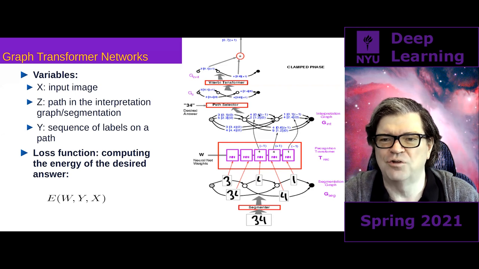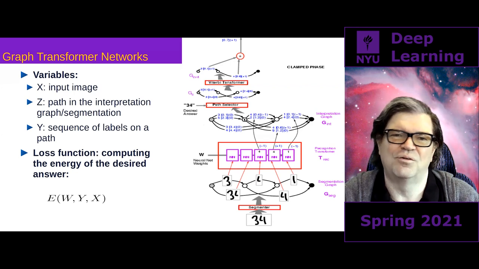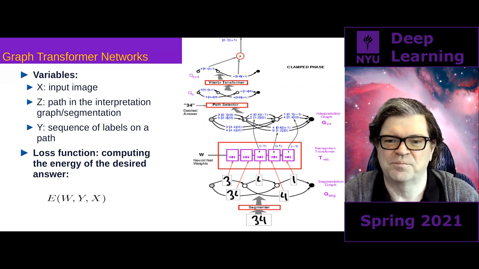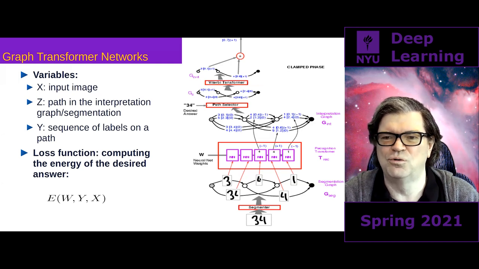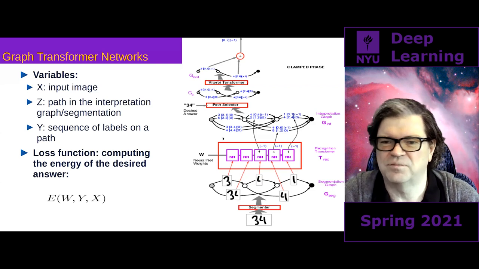And I didn't draw all 10 of the transitions here because that would be too messy. So I only drew the lowest energy ones, the good candidates. So this could be a 3 or a 5, this could be a 3 or a 4, this could be a 4 or a 2, this could be a 4 or a 9, and this could be a 1 or a 4, something like that.